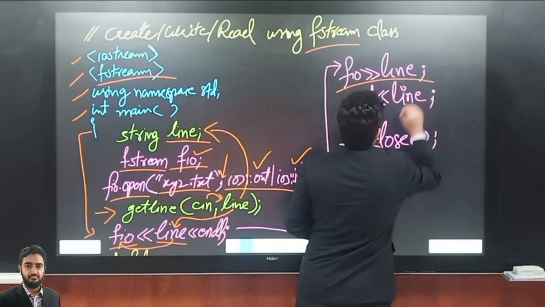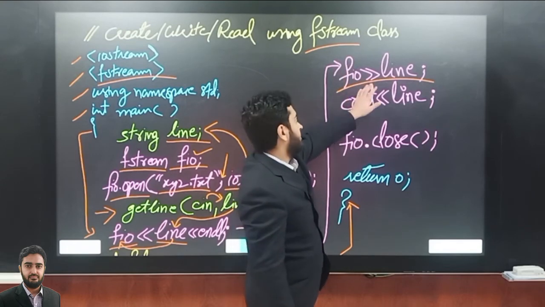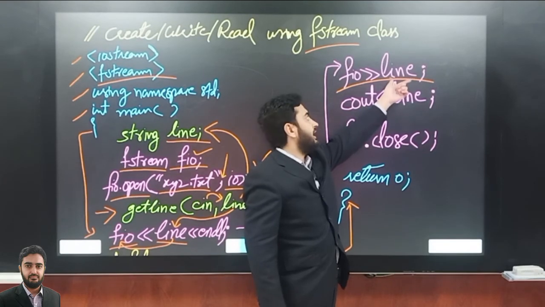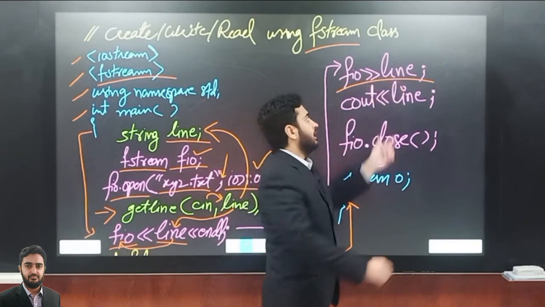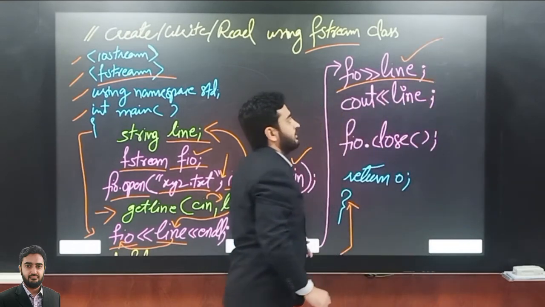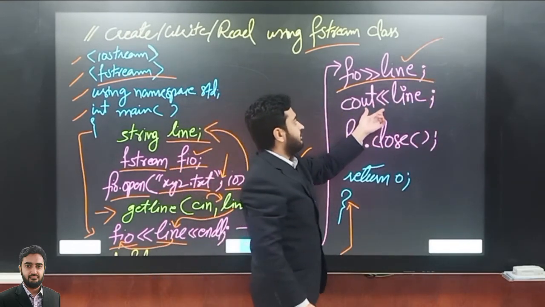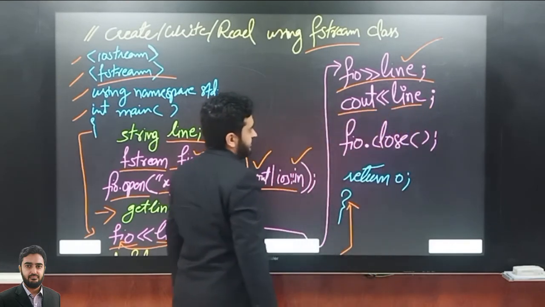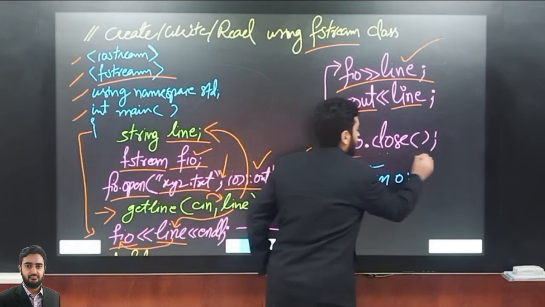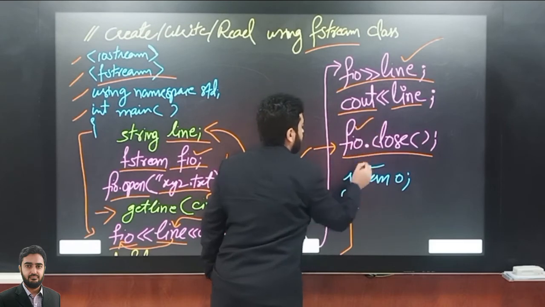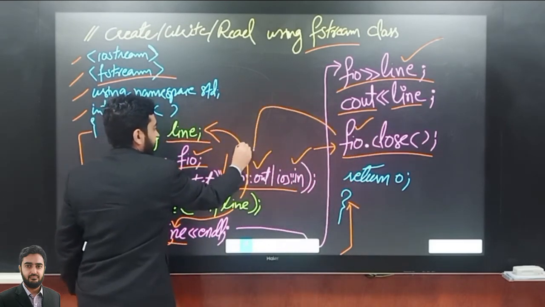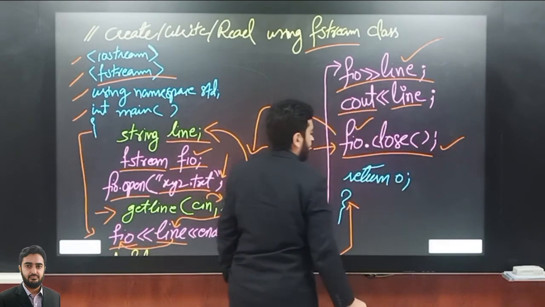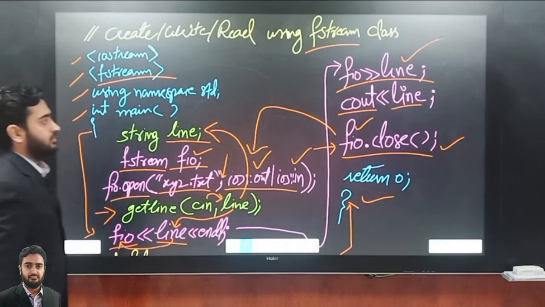Then we want to read text from the file into the line variable. This option, just like cin, allows us to read text from the file, and that text will be saved in the line variable. Then we print the value of line on the console screen. In the next statement we close the file fio, which we opened through the open function, and then we finish the main function.